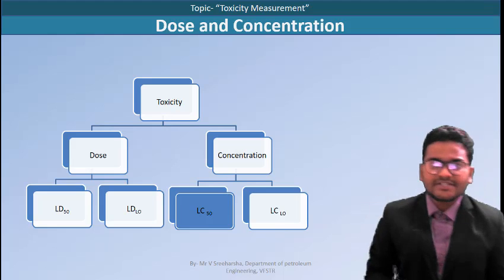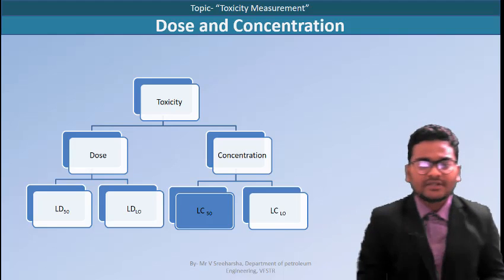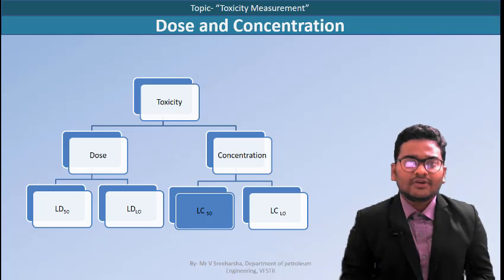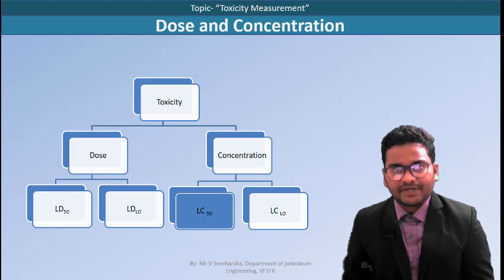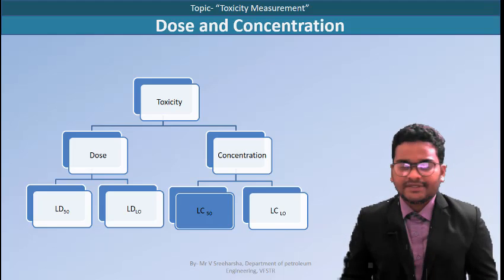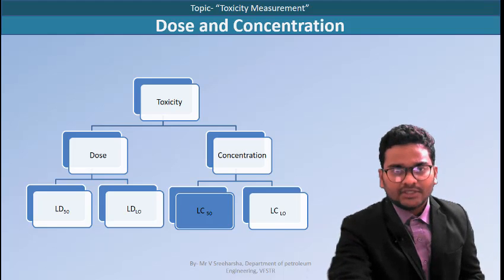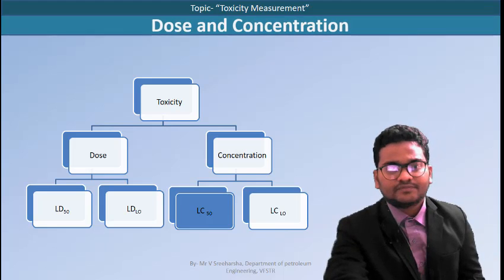Toxicity is again divided into two types: one is the dose, and one is the concentration. In the dose we have two subparts, LD50 and LDLO, and in the concentration you have LC50 and LCLO. So these are the criteria. We will go further into the topic and discuss what they are.